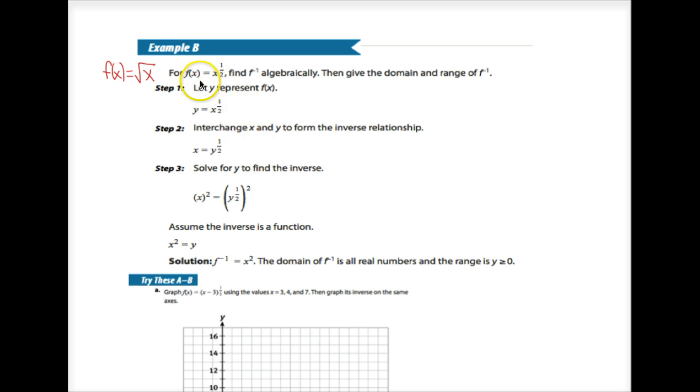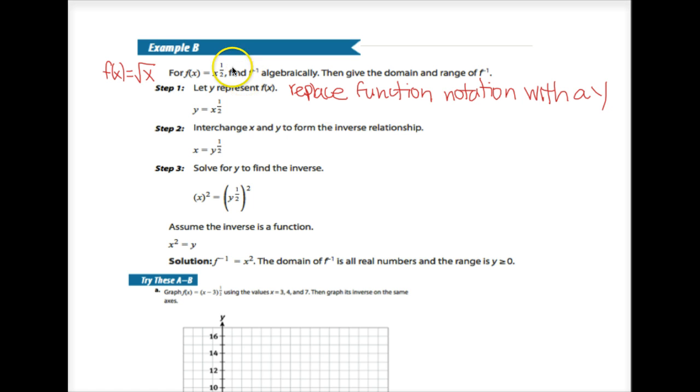So first thing we always do is let y represent f of x. So when I write the steps out here, I usually put replace function notation with y. So that's what we did here. We took out the f of x, we put in the y instead. Again, if you prefer to write the square root instead of the 1/2, you're more than welcome to do that.